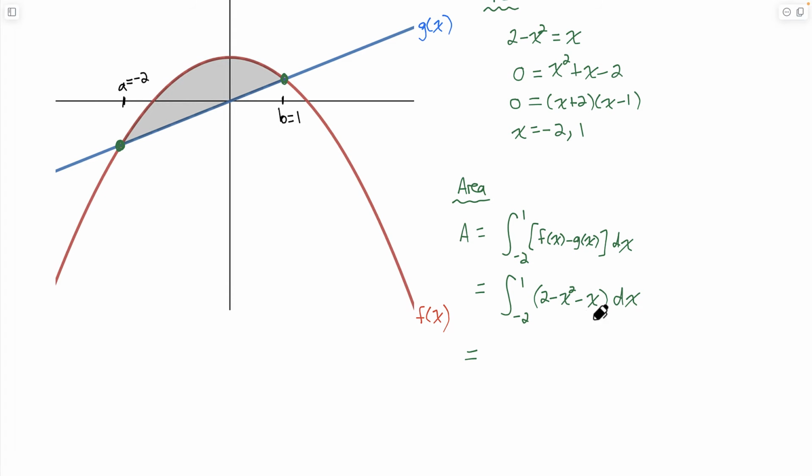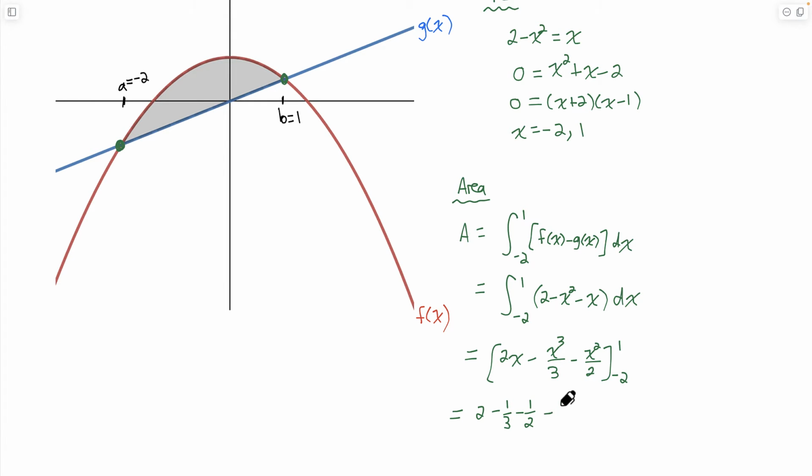And now I will want to find the antiderivative of that integrand, which would be 2x minus x cubed over 3 minus x squared over 2. And I'm going to rewrite my limits of integration as negative 2 and 1. And now I just have to evaluate that function at 1 and then subtract its value when x is negative 2. At an x value of 1, the antiderivative has a value of 2 minus a third minus a half.